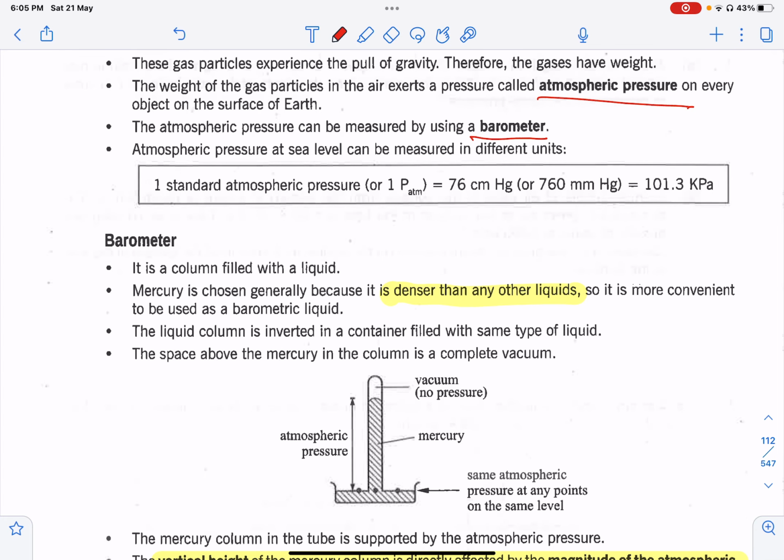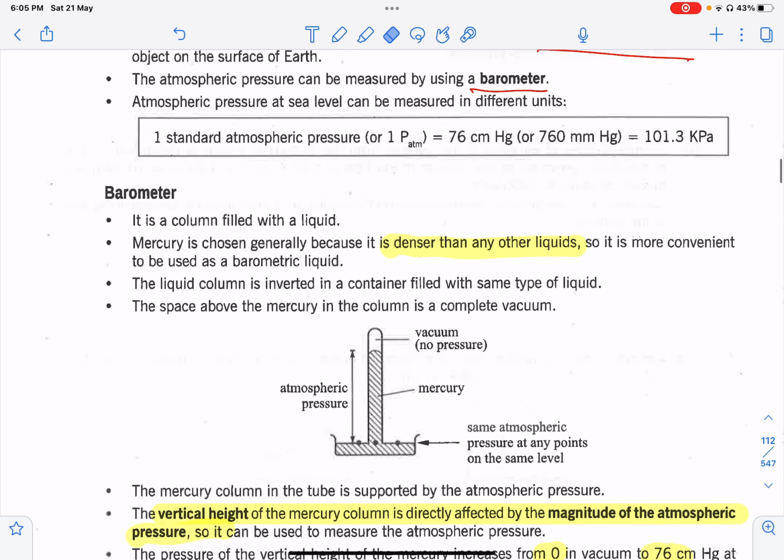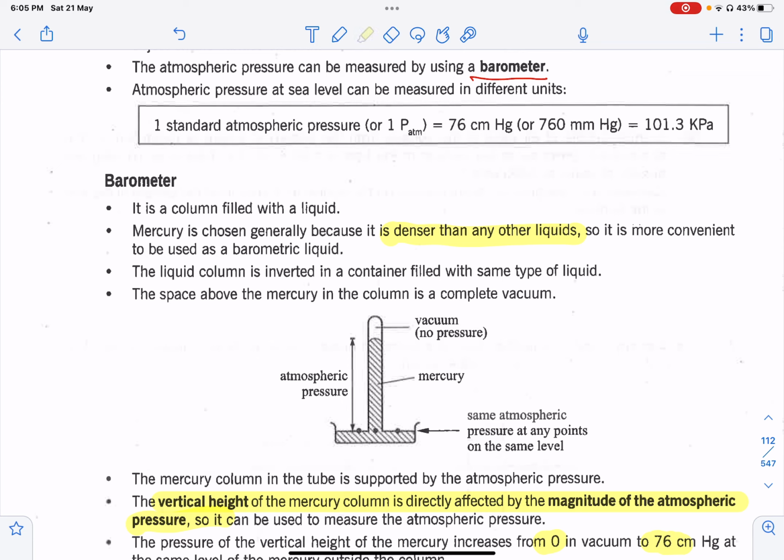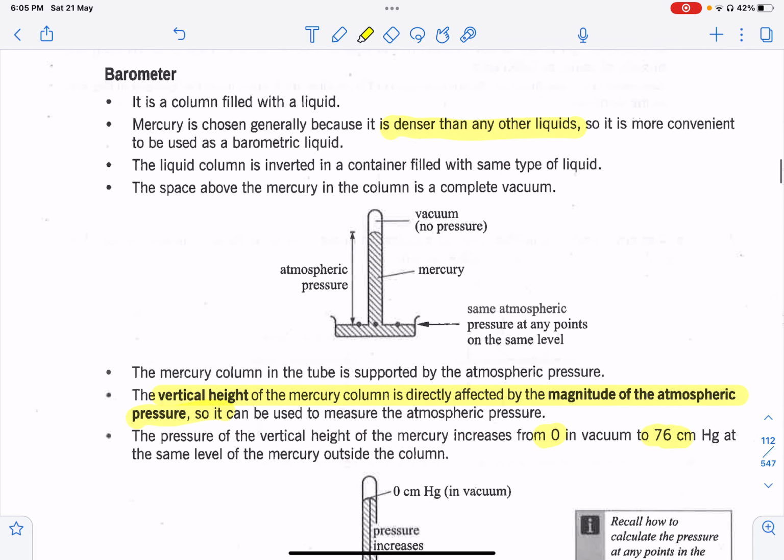One thing to take note of is that one standard atmospheric pressure, or 1 PATM, is actually 76 cm Hg, or 101.3 kilopascal. So a barometer, what is it actually? It's basically using a test tube and you fill it with a liquid. Generally, for this liquid we will use mercury, as it is denser than any other liquid, making it more convenient to be used as a barometric liquid.